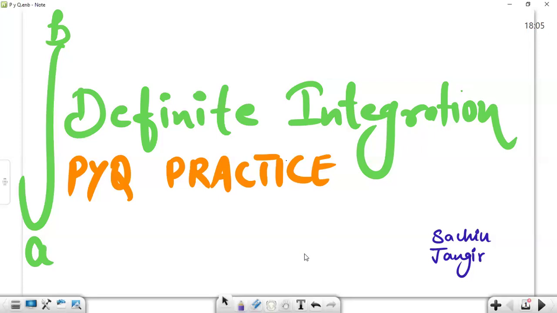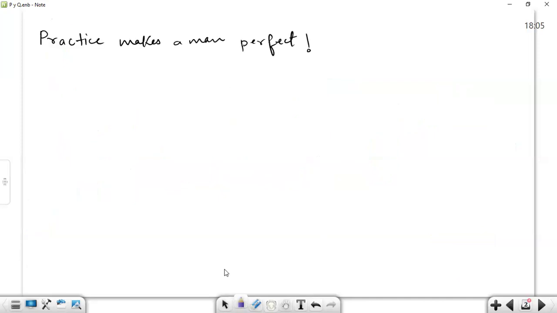Okay, so we are going to discuss definite integration, and specifically first we are going to revise and recall what properties we discussed in yesterday's class. Then thereafter we are going to discuss and solve PYQs of this chapter.